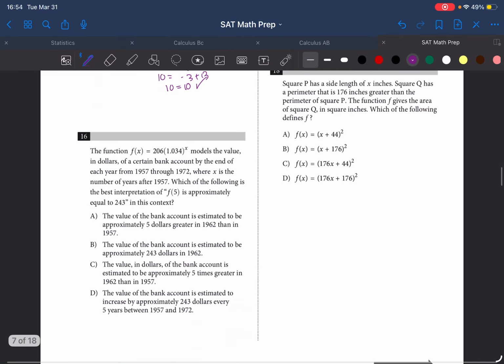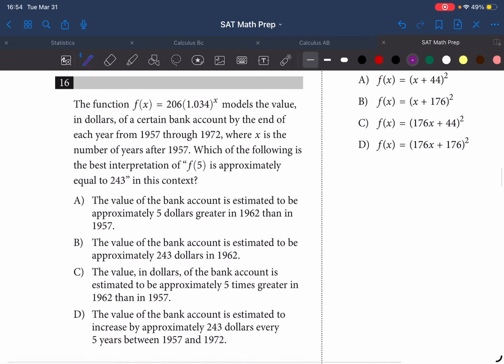Okay, let's look at another problem. It says the function f of x is equal to the following, models the value in dollars of a certain bank account by the end of each year from 1957 through 1972, where x is the number of years after 1957. Which of the following is the best interpretation of f of 5 is approximately equal to 243 in this context? So first off, we know this function is measured in dollars, okay?